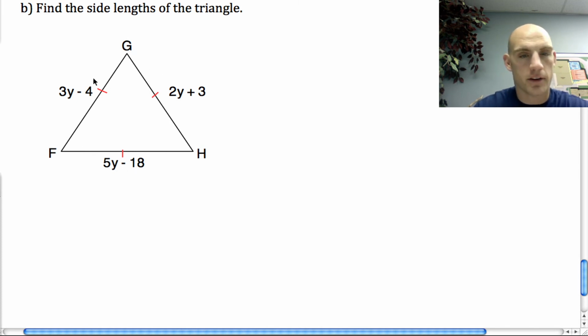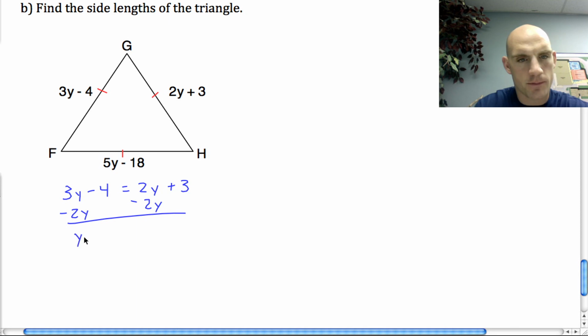this is an equilateral triangle. So what I'm going to do is I'm just going to pick two of the sides and set them equal. And so I see that 3y minus 4 and 2y plus 3, there's only a difference of 1 between the y's, and so potentially when I subtract I'm not even going to end up dividing. So I'm going to pick those. So I'm going to say 3y minus 4 is equal to 2y plus 3. So I'll subtract 2y from both sides. Okay, so I've got y minus 4 is equal to 3. I'll add 4 to both sides. So I've got y is equal to 7.